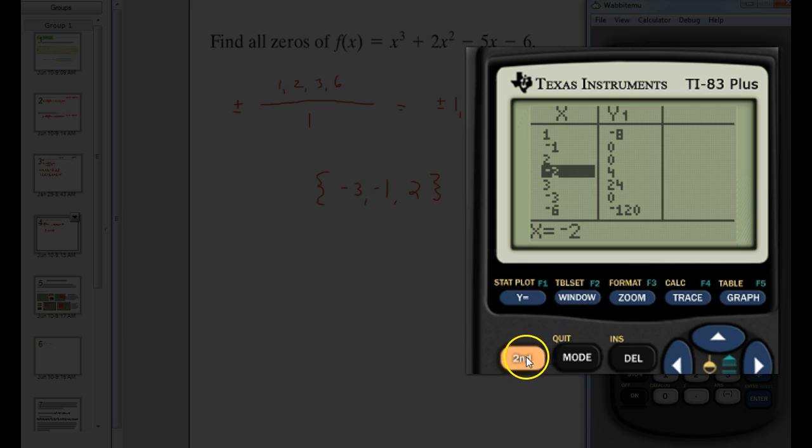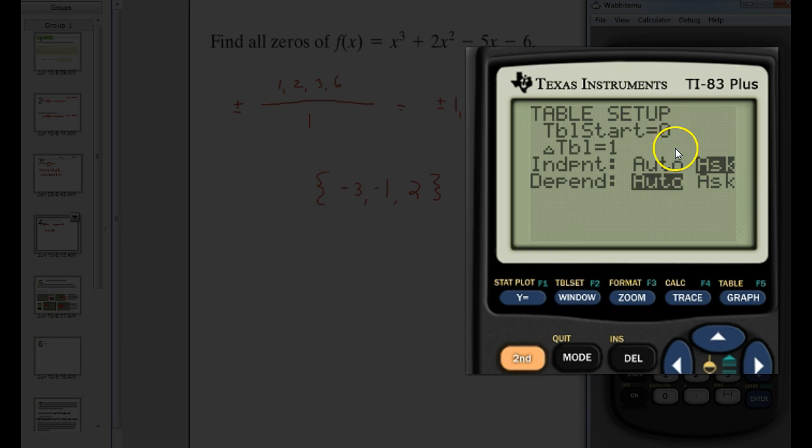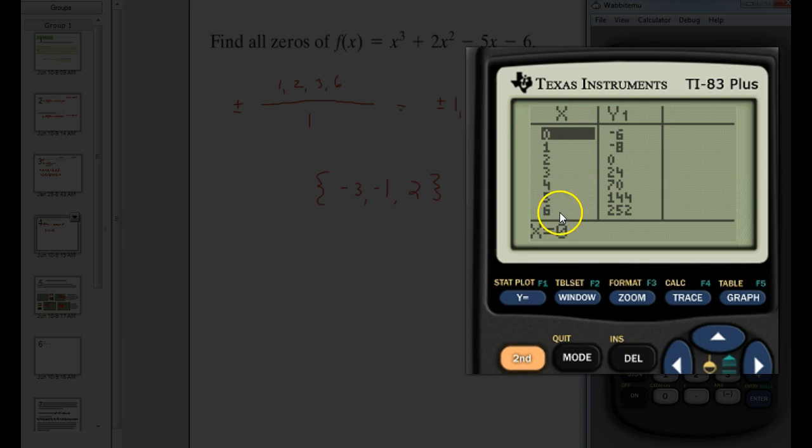Now, if I kept this at auto, I could still find these zeros. It's just going to give me other things too. Okay, it's going to give me like the 5. We didn't put 5 in there. And I just have to scroll a little bit more. So there's the 2, there's the negative 3, there's the negative 1. Okay, I can still see them. I'm just looking for where there's a 0 in that column. It's just that I'm going to get some other things that aren't the zeros.